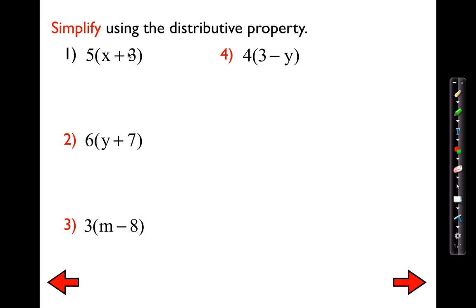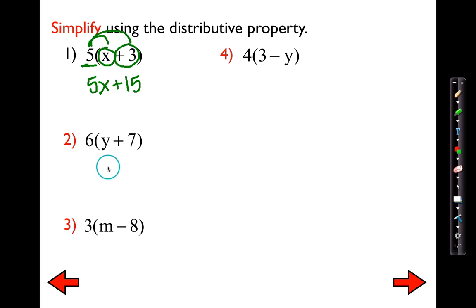So with that said, let's go ahead and take a look at some examples. Here, this means 5 times the quantity x plus 3. So notice we're distributing a 5. We're going to distribute it to an x and a positive 3. So I'm going to distribute 5 times x, which is 5x. 5 times a positive 3 is going to be a positive 15.